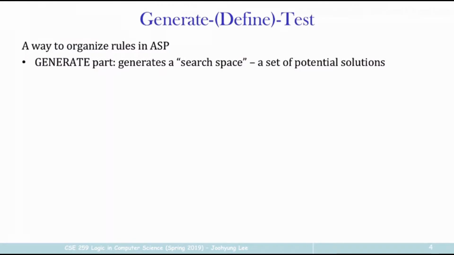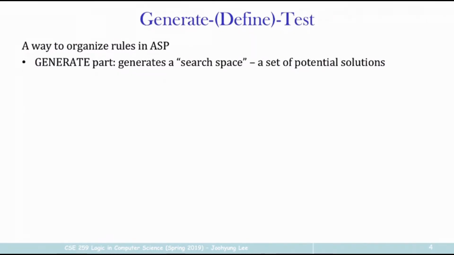And this is a general idea in computer science, as well as in any problem solving. You want to generate possible solutions, and then you prune out among them those which do not make any sense, so that the remaining things are the solutions to the original problem. This is called the generate and test paradigm.